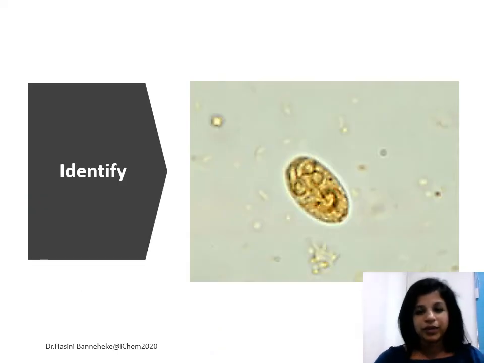So moving on to the next one. Now try to identify what this structure is. This is again from a stool sample. This is a normal saline mount. You can have a look at the shape and the internal structures. Based on that, try to identify what that is. Take a few seconds more and try to see whether you can understand what it is.